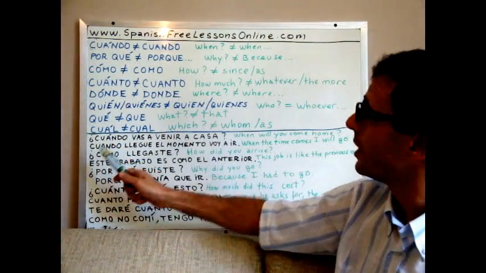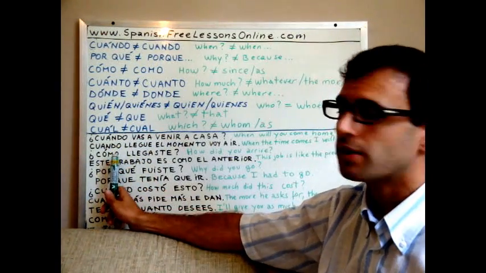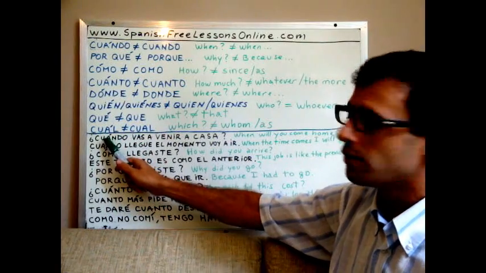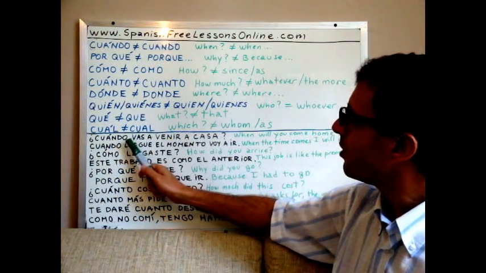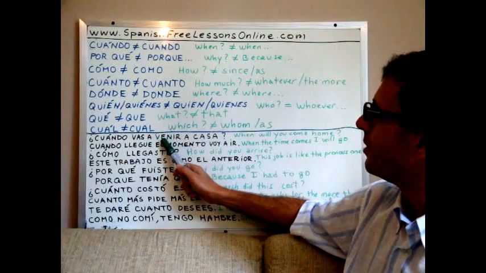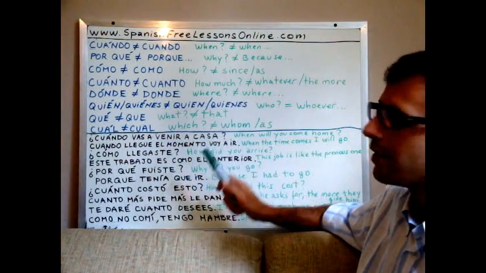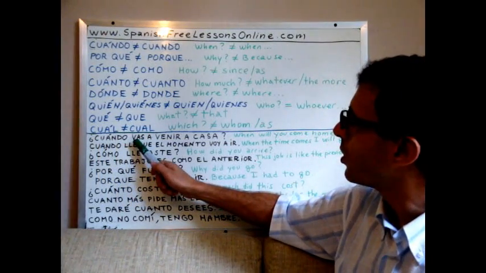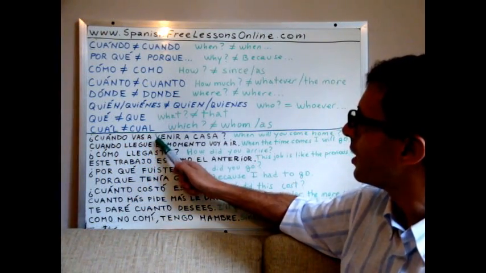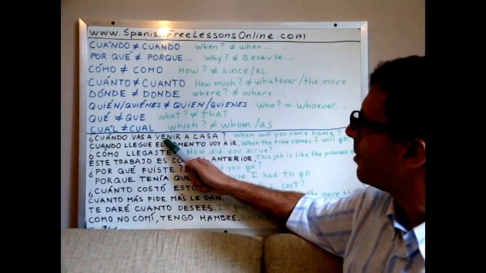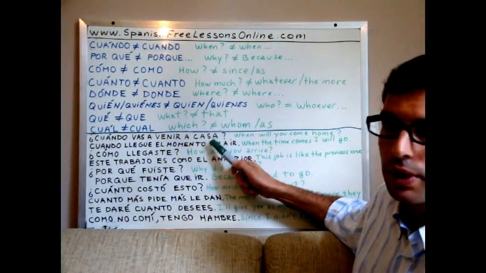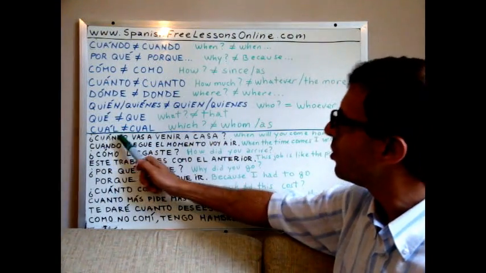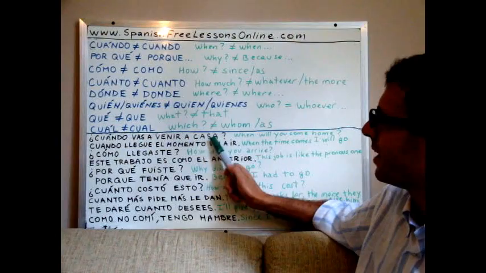Our first question, here in black you can see I have written in Spanish, and in green the meaning in English. Our first sentence is: ¿Cuándo vas a venir a casa? When will you come home? When will you come to home, right? You need to say to home in Spanish. A casa. ¿Cuándo vas a venir a casa?